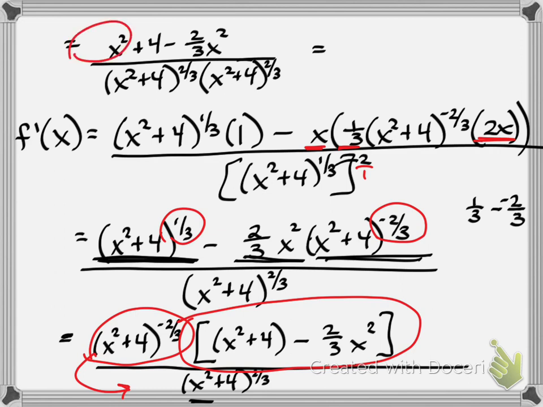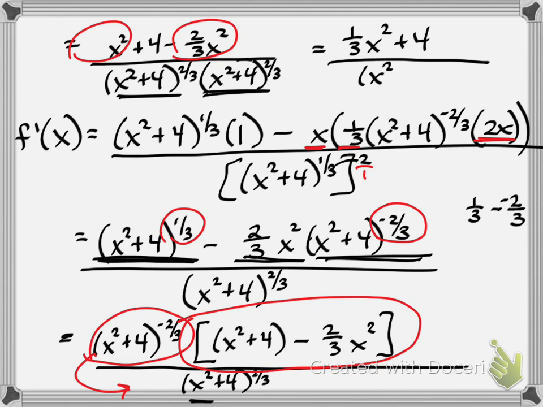So these are like terms. Positive 1 and negative 2/3 gives us positive 1/3 x squared plus 4 over, when I multiply like bases, I add their exponents. And let's see. What do I want to do with that 1/3? Let's get a common denominator right here. Times 3 times 3.